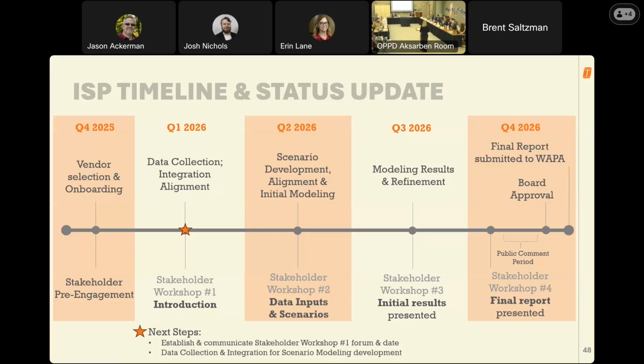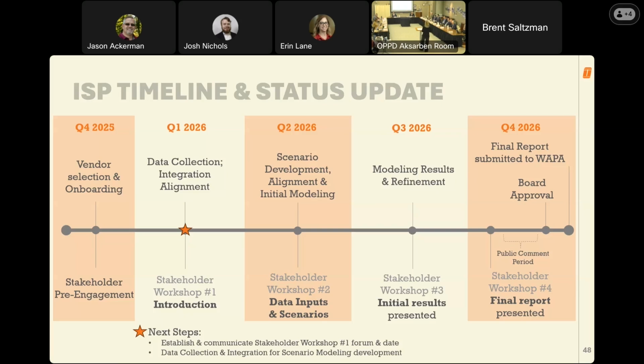Then in quarter three, we will center around the review of the initial results, and in quarter four, we'll present those final results. After the final results are presented in the workshop, there will be a 30-day public comment period before we then ask for board approval of the ultimate report.